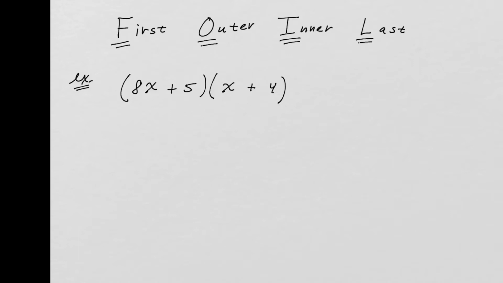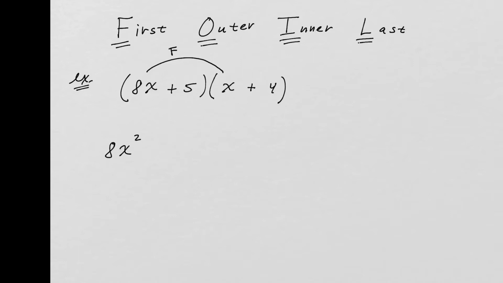So what the FOIL method says is first I multiply the first terms in each of the binomials, right? So first means the first terms in each of the binomials. In this case, that would be 8x times x, right? Well, what is 8x times x? 8 times 1 is 8, and then x times x is x squared. Okay, so that's the first.